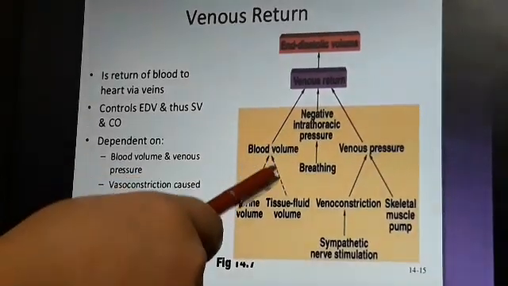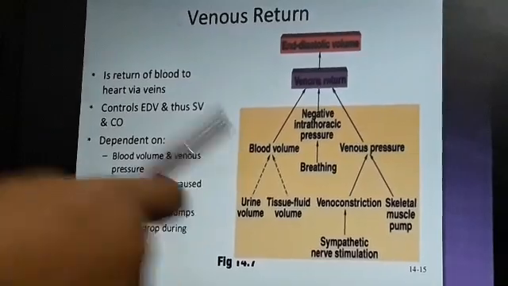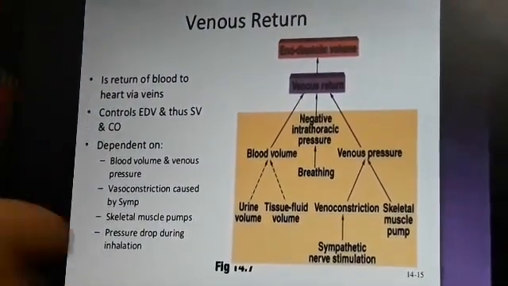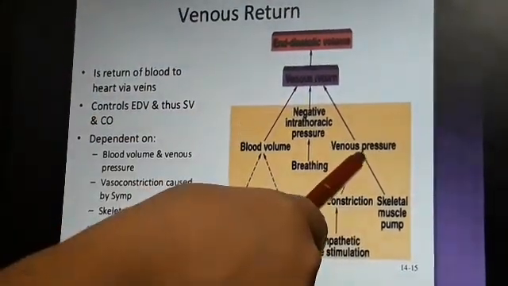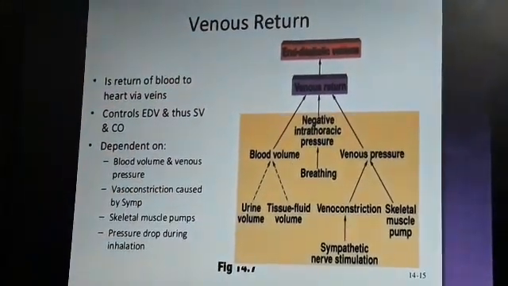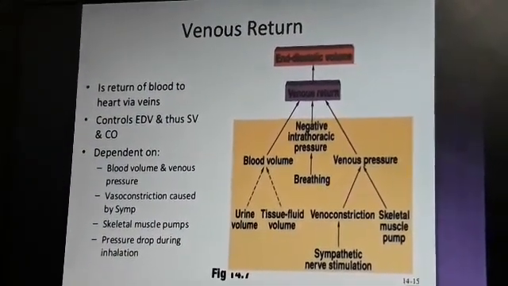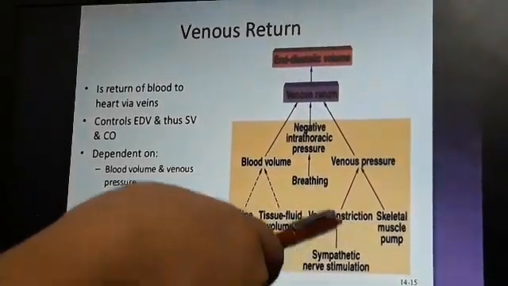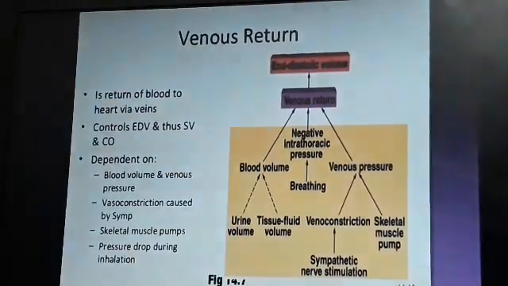So what are the factors that lead to changes in venous return? First is blood volume. We know that if the blood volume increases or decreases, ultimately it will lead to a change in the venous return. Venous pressure: during the increase or decrease in the venous pressure, there will be corresponding sympathetic and parasympathetic stimulation that will lead to venoconstriction and ultimately cause an increase in the venous pressure. So venous return will increase.